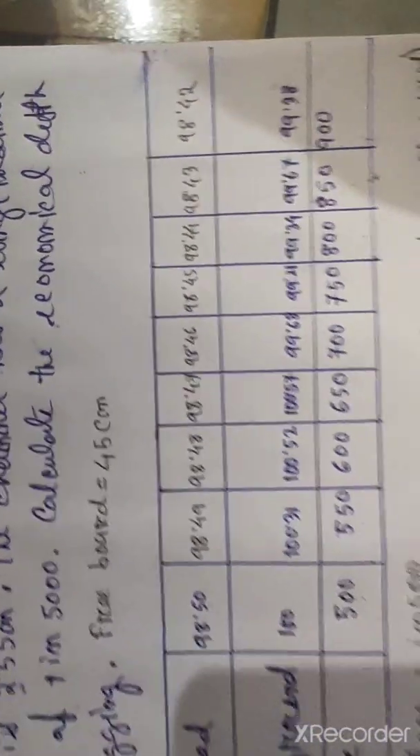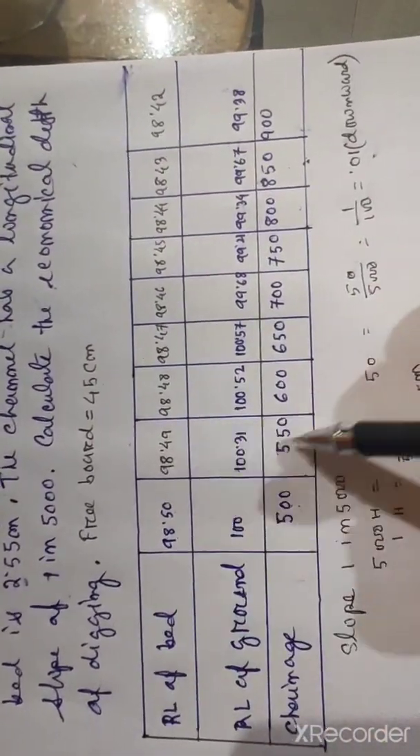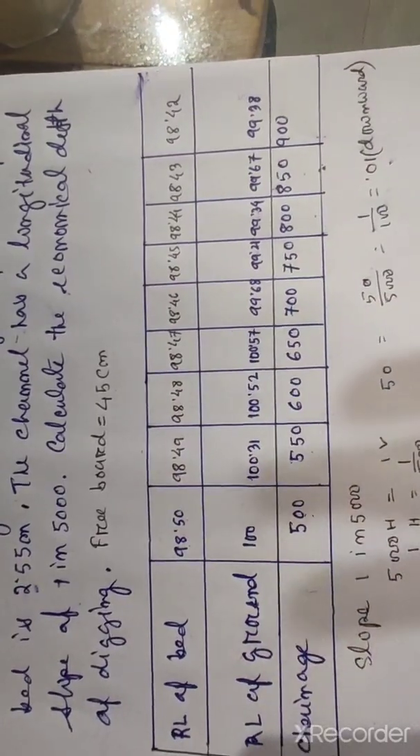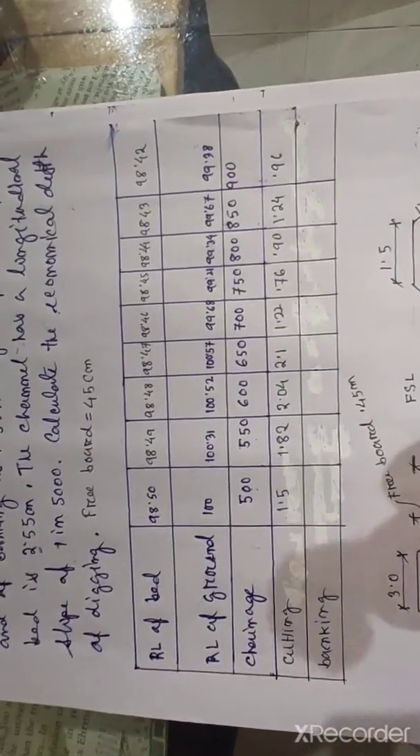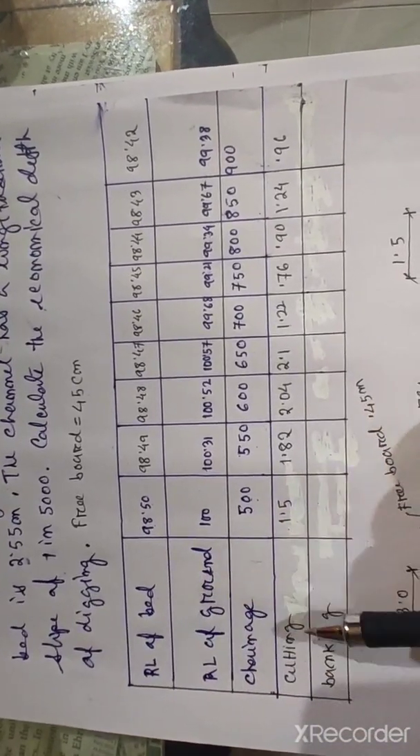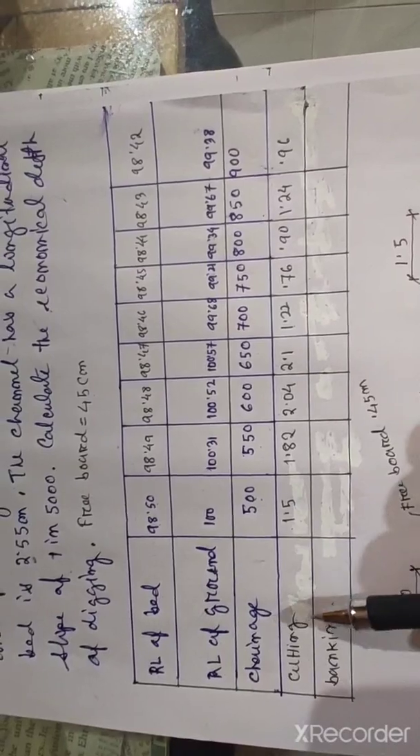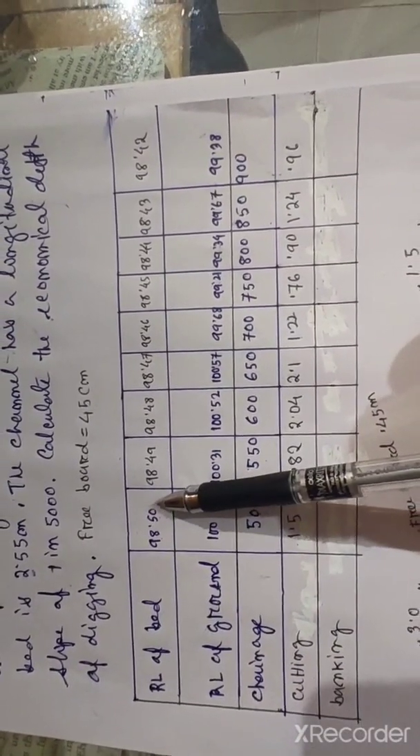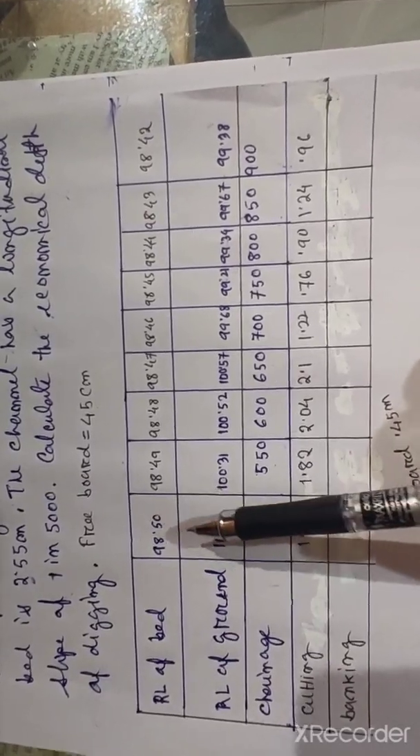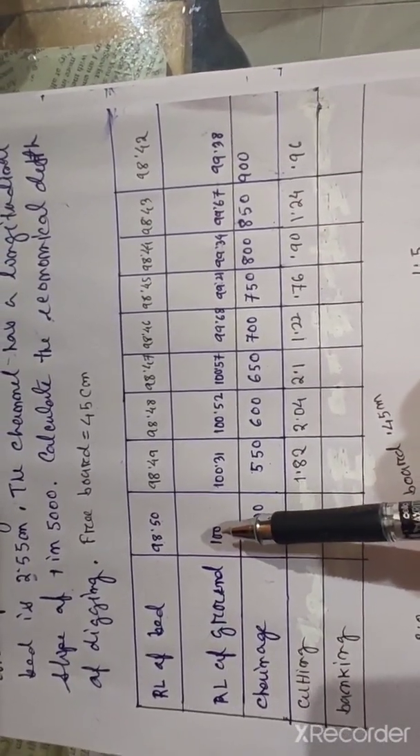Okay, so we have calculated the RL of the bed for each and every change point. Now on the same list we have added these two rows, cutting and banking. Whenever the ground is higher than the bed, obviously there will be cutting. When the bed is higher than the ground, then there will be filling.